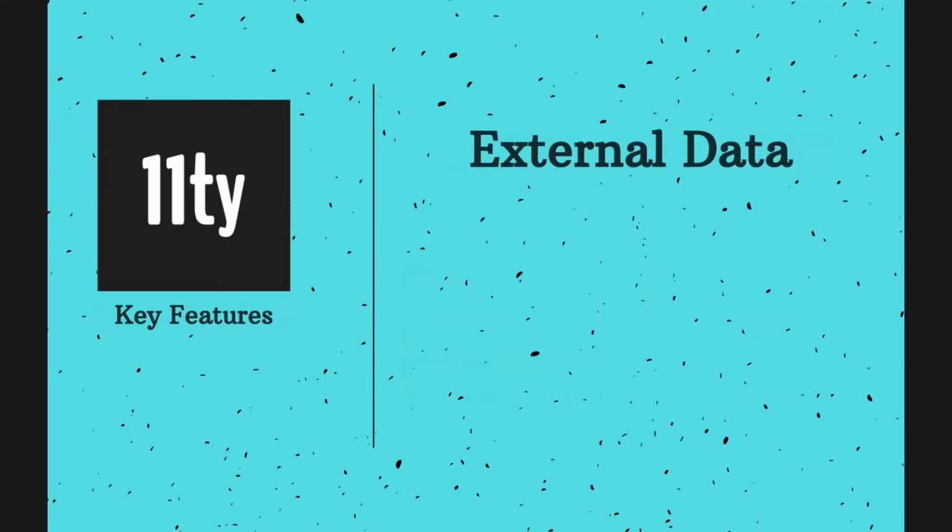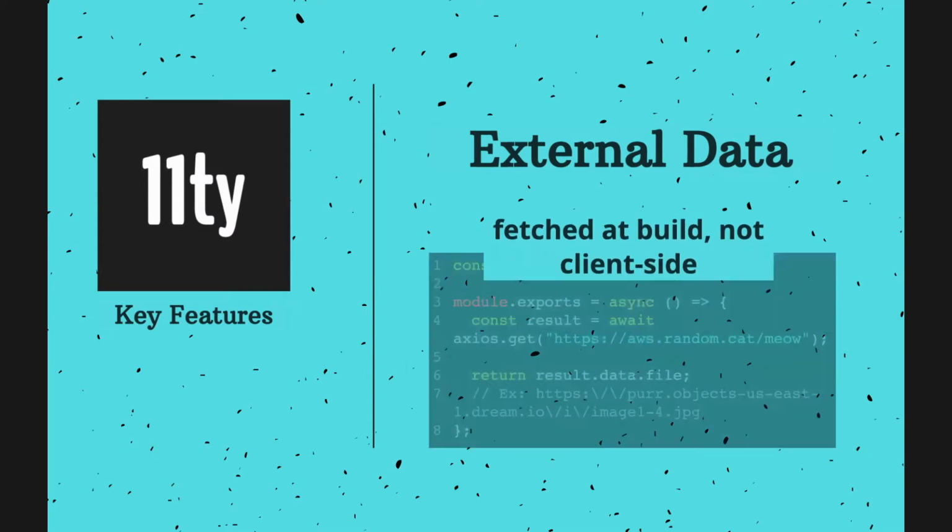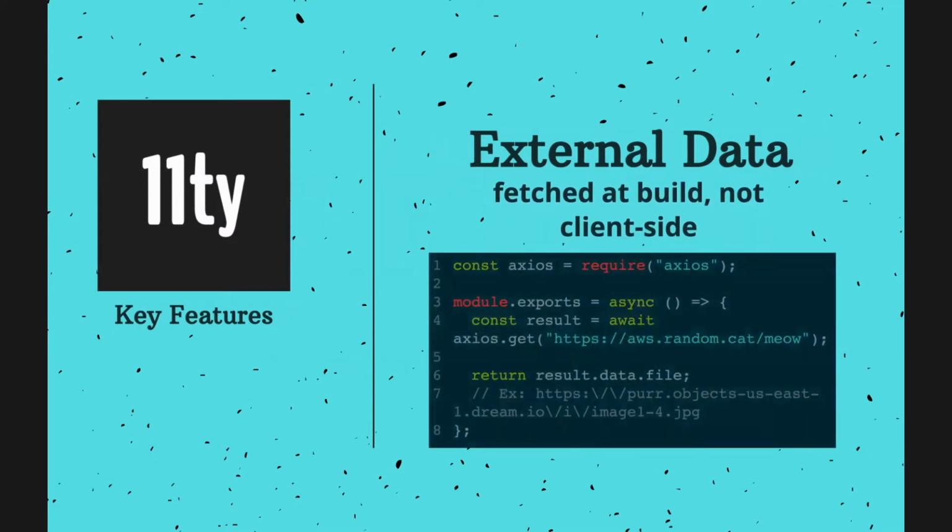But you're not restricted to flat or simple local data. You can also perform a fetch for external data and import any needed functionality to get and format the data you want Eleventy to use. Here's a simple example, fetching a path from a random cat picture API. The important note here is that fetch is done at build time, not client side. For fetching from a CMS, this is highly desirable.